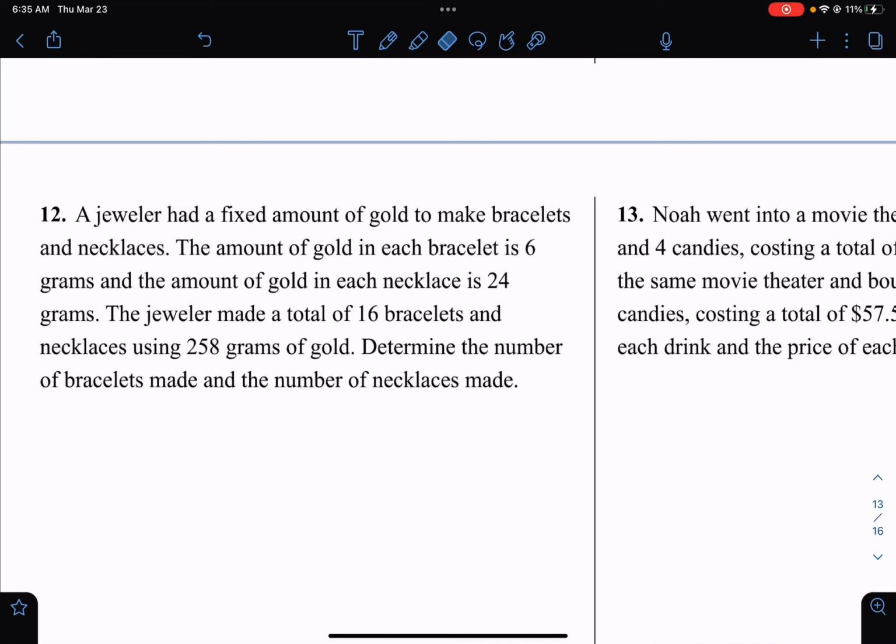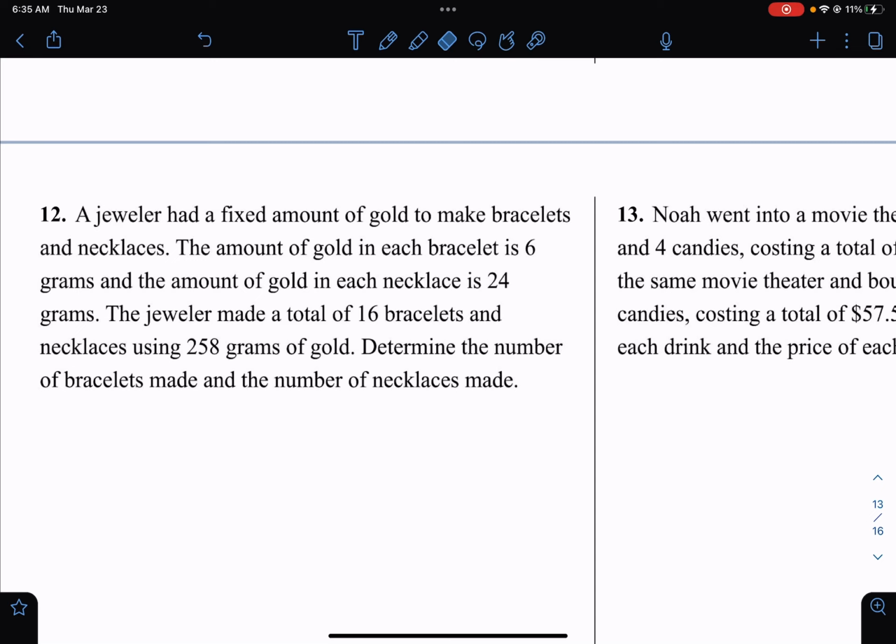Hi, Math 3 students. Today we are going to continue learning some skills we need to know for the SAT. So earlier we learned how to solve a system of equations. Then we learned how to write a system of equations. Now we're going to practice writing a system of equations and then solving it.